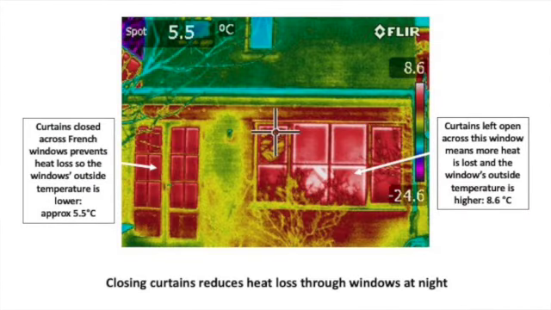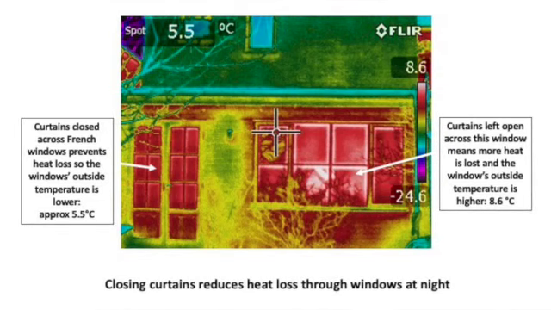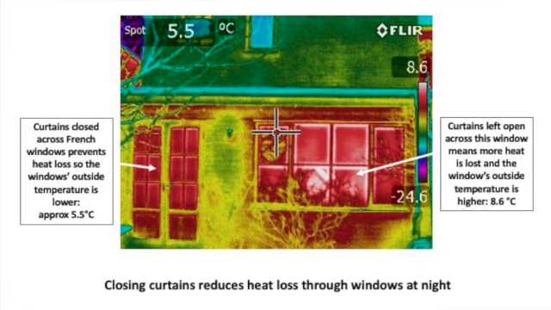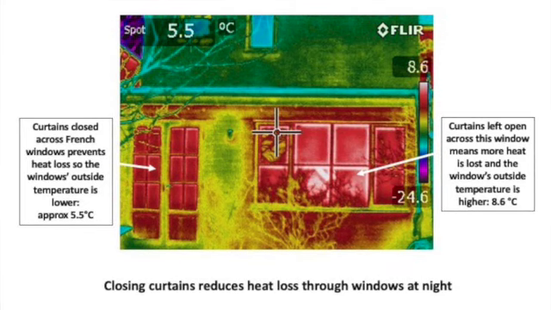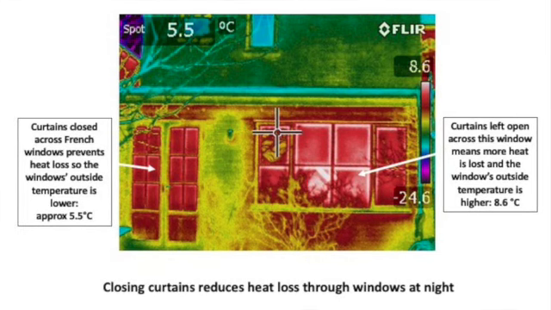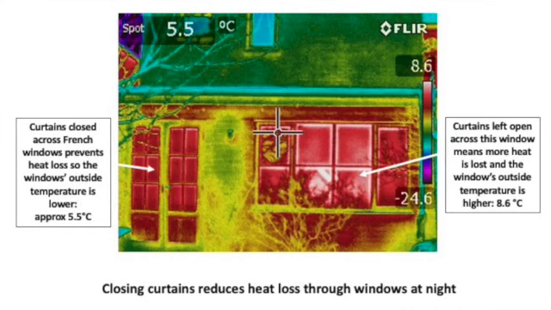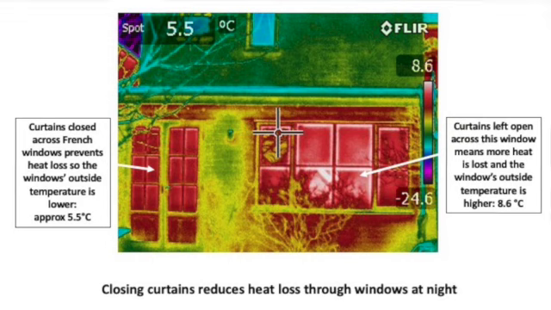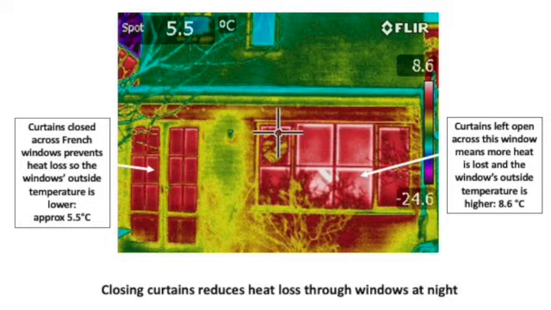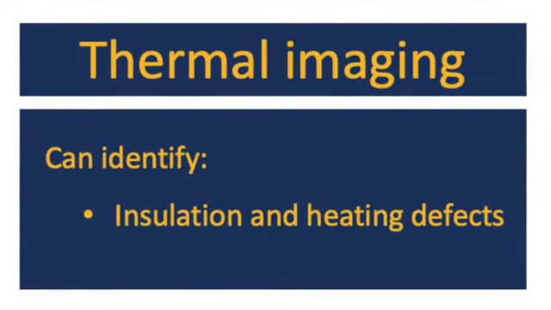Now in this thermal image, both sets of windows are in the same room. As an experiment, the householder decided to close the curtains on the left to see if it would make any difference. As you can see, the temperature on the outside of the windows on the right was 8.6 degrees C compared to 5.5 degrees C on the left, thus proving that the curtains were significantly reducing the heat loss through the glass. The thermal imaging camera can also identify insulation and heating defects.